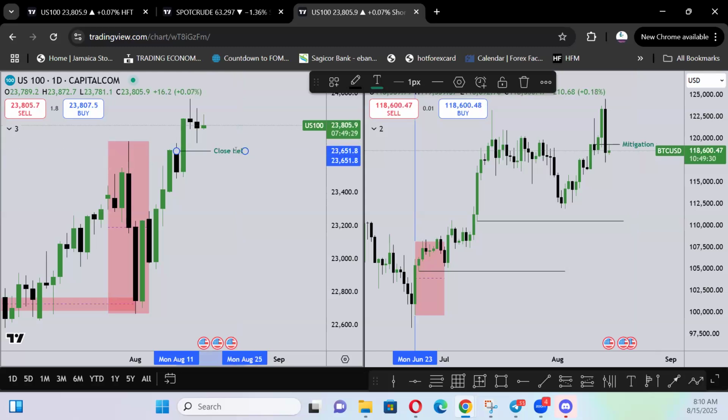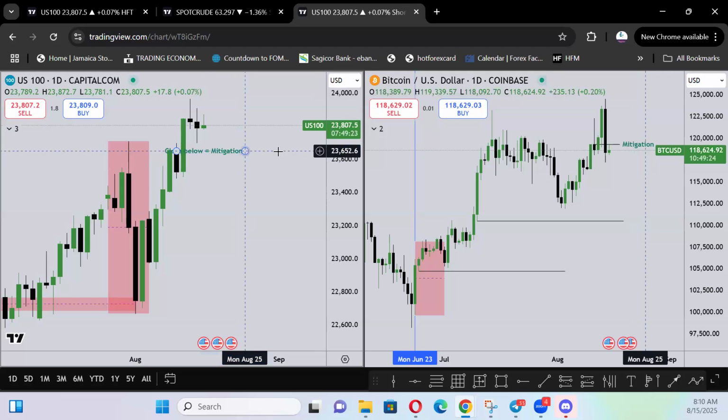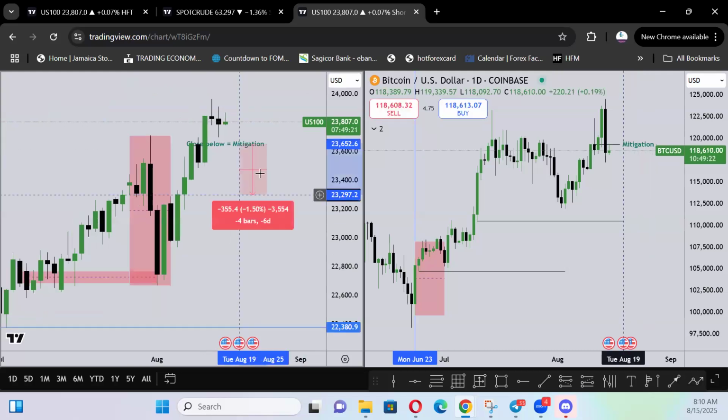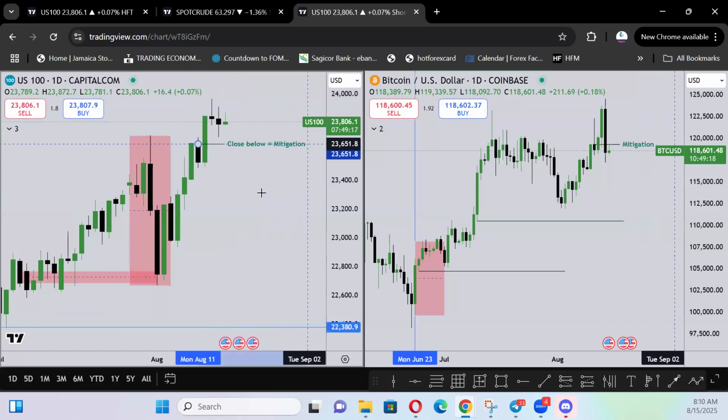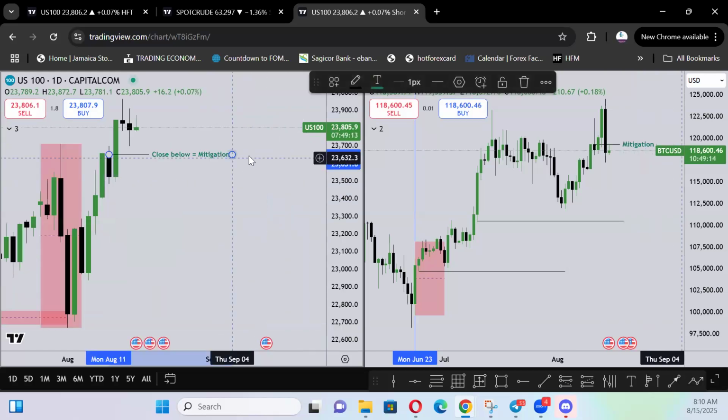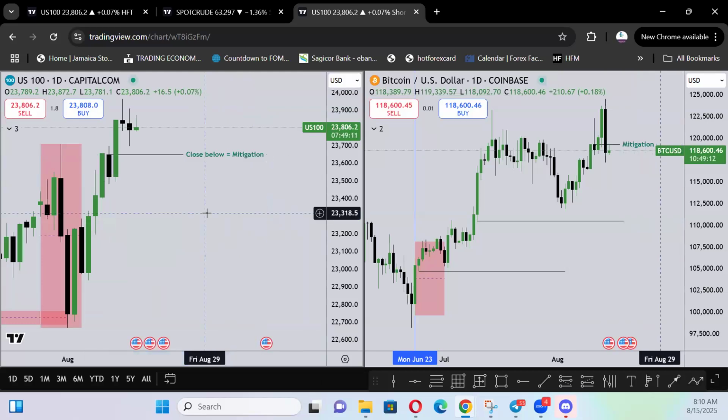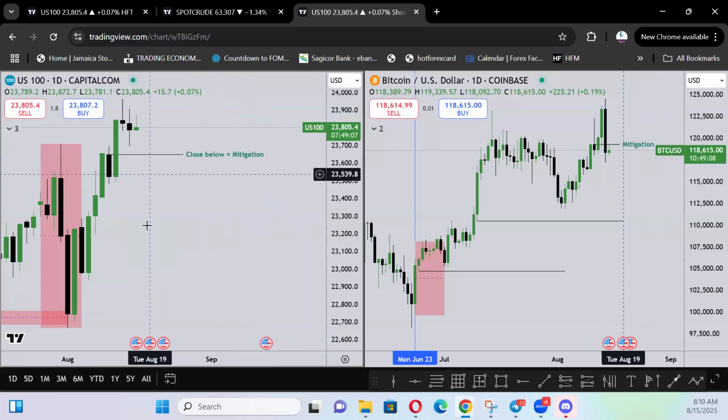Close below equals mitigation. Simple. And then you kind of pull it out, kind of pull it out like this to keep you in line with your analysis. So now you'd be going into the day looking for reasons to be short.